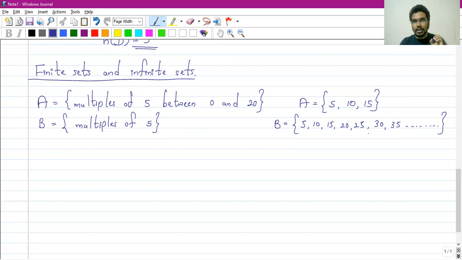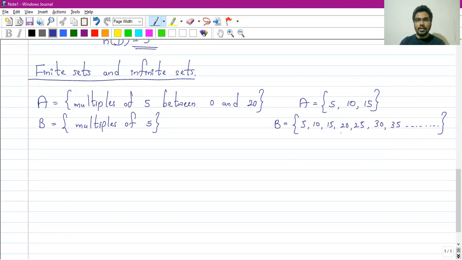So here you can see 5, 10, 15 and it will continue this way. Because of that I have put a few dots here. It can continue in this pattern. But if you see set A, there are only 3 elements. So in set A, there is a specific number of elements, and in B, there is no specific number of elements. There can be any number of elements.